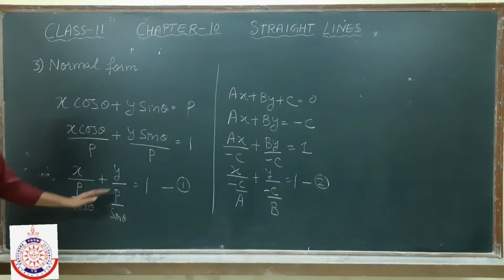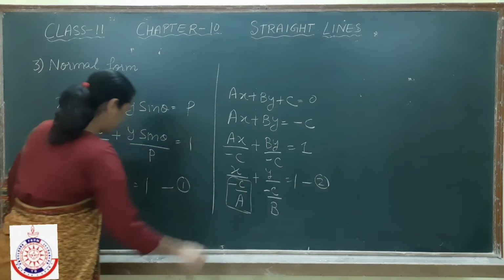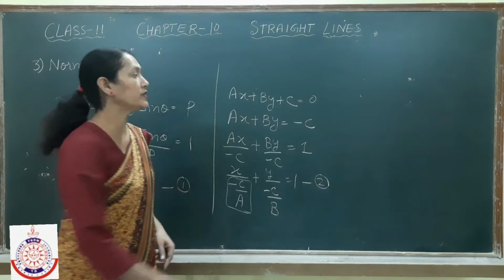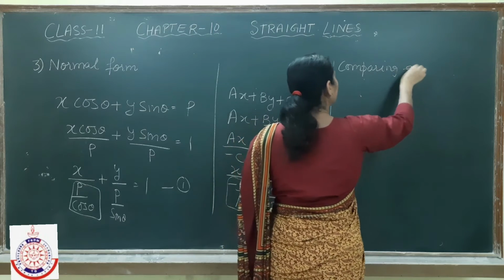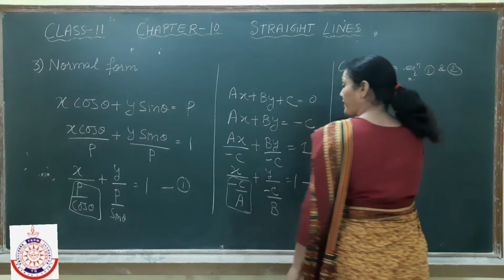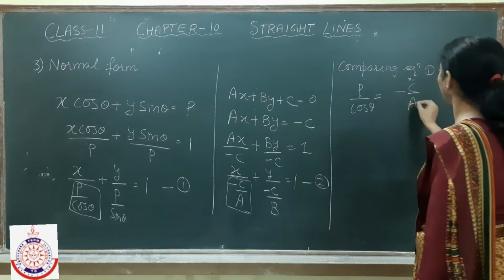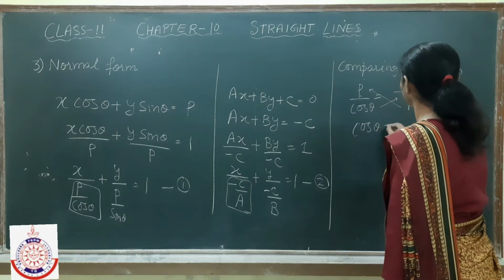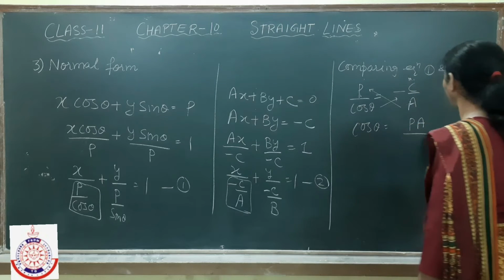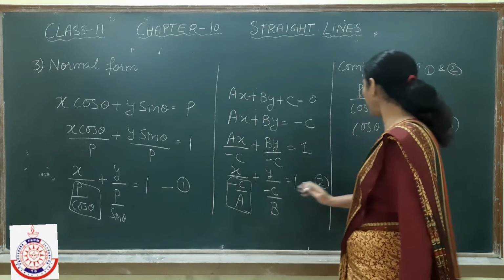Now, if we compare both the equations, p cos theta is equal to minus c upon a and p sin theta is equal to minus c upon b. So, comparing equation 1 and 2, we have obtained p cos theta is equal to minus c upon a, and if we cross multiply, we get cos theta equals to p into a upon minus c, or we can write it as this. So this is the value of cos theta we have obtained. Now comparing p sin theta and minus c upon b.